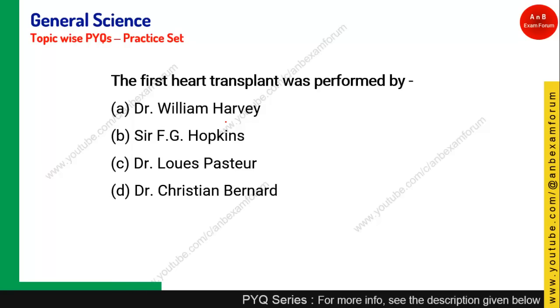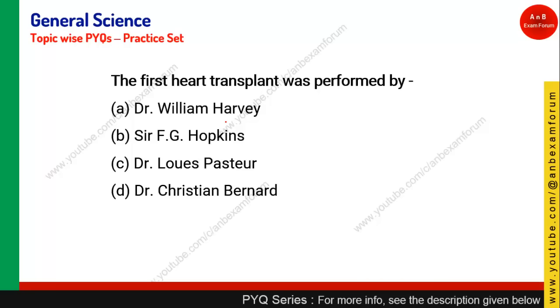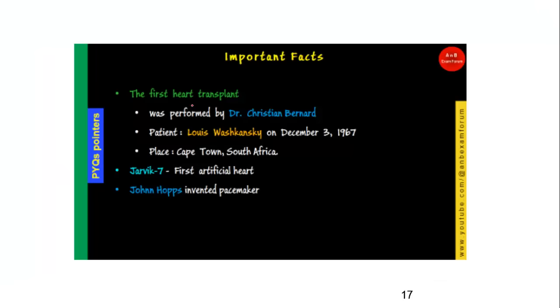The first heart transplant was performed by which doctor? This is a factual question, and if you know GK and GS very well, you can answer it. It is option D, Dr. Christian Barnard. He is the doctor from South Africa who successfully carried out the first heart transplant. The other facts about this heart transplant: the patient's name was Louis Washkansky, and it happened in the year 1967, and the place was Cape Town, South Africa.